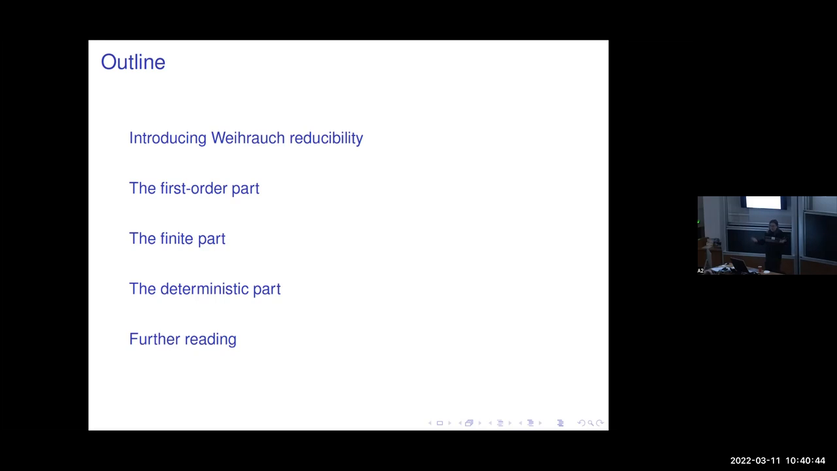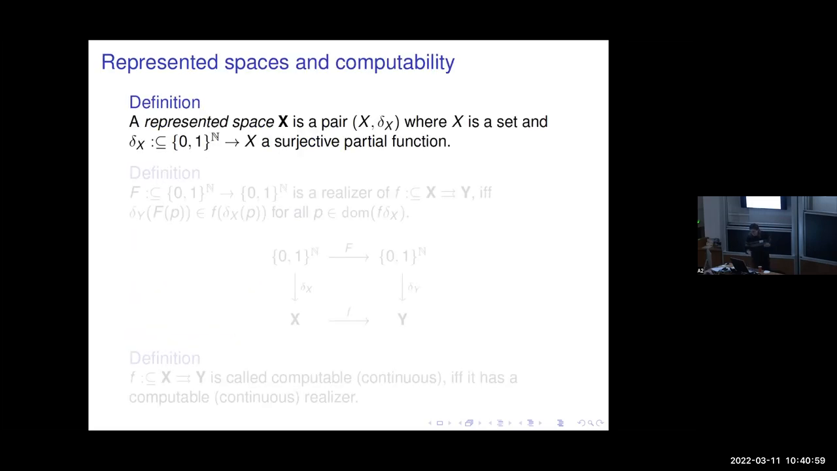When we are generally talking about multivalued functions, it's a rather natural thing to ask, okay, just get rid of that multi, just do functions. Functions are easier. And the deterministic part is capturing that. Okay. It's comparing multivalued functions on represented spaces.